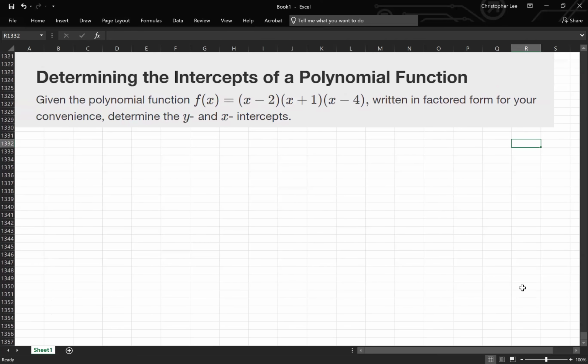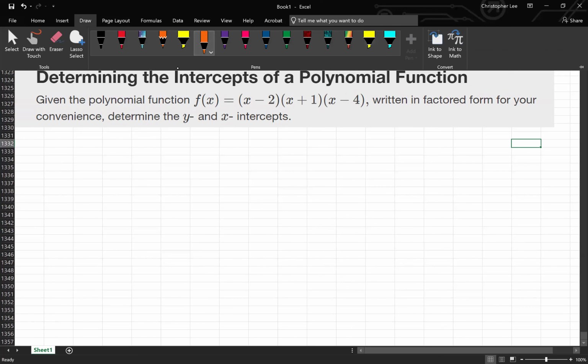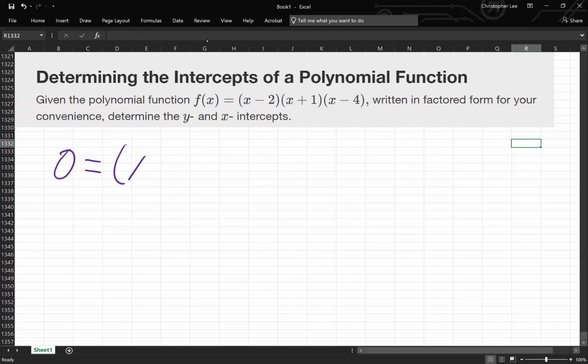Which one do you guys want to do first, the y-intercept or the x-intercepts? The x-intercepts? All right, let's do the x-intercepts. So for the x-intercepts, I want to set the whole equation equal to 0. Hold on, I got to get my pen. I always forget to bring my pen to the problem. All right, we're gonna go with purple this time. So 0 is equal to (x minus 2)(x plus 1)(x minus 4). And it's as simple as you might think. Set each of them equal to 0.